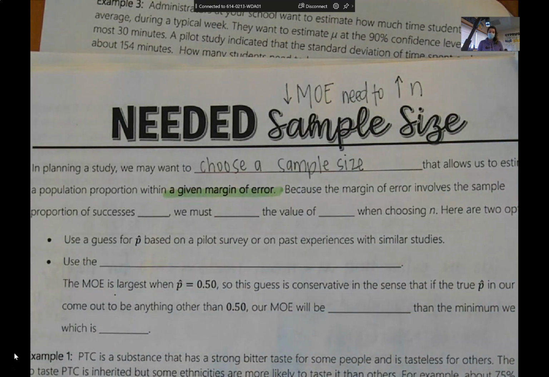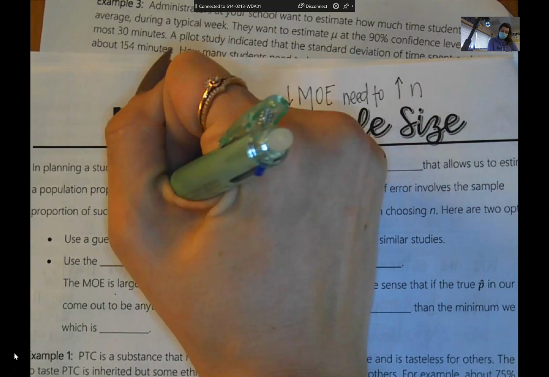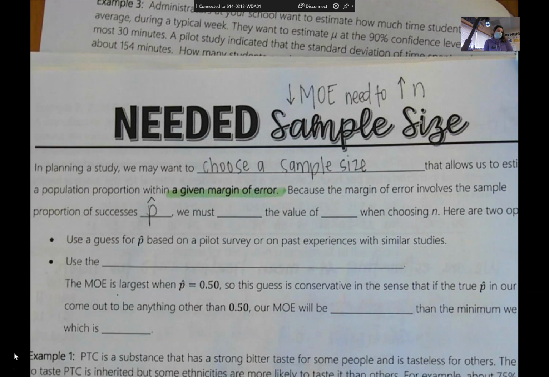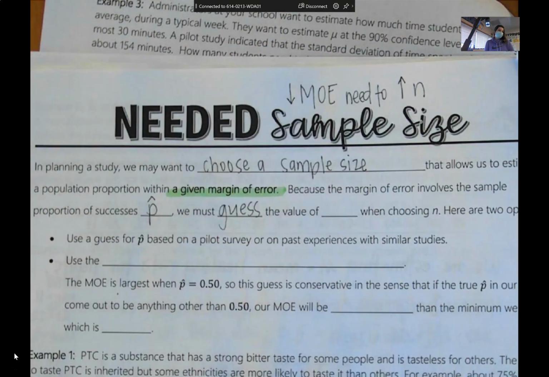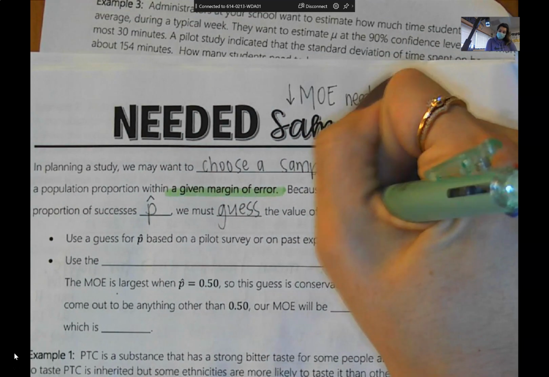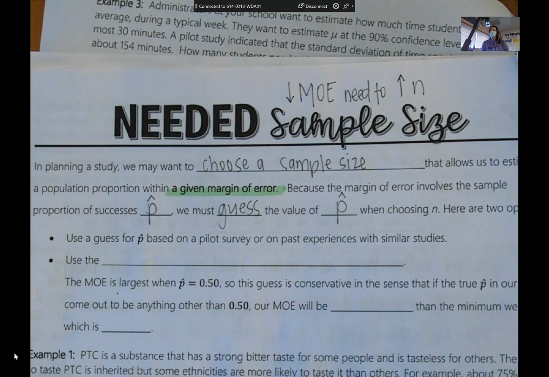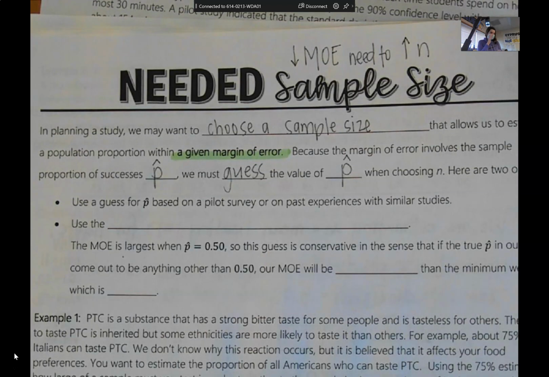Because the margin of error involves the sample proportion of successes, p hat, we must guess the value of p hat when choosing n. So I'll give you like 10 seconds to fill that in, and then I'll explain what they're saying there.